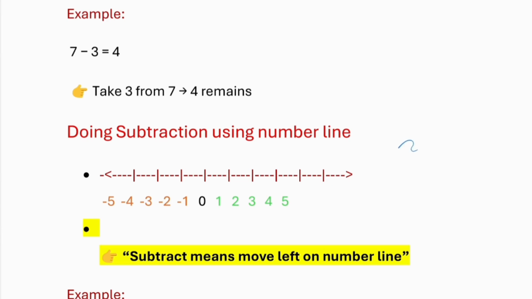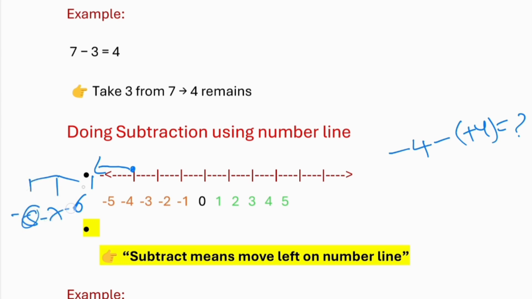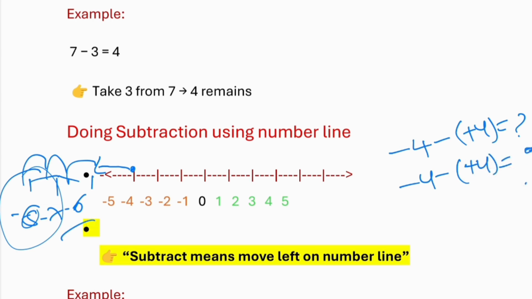Another example, minus 4 minus 4 is equal to how much? Then start from minus 4 and move left 4 steps. Move left 4 steps from minus 4. Then you will reach minus 8. Therefore, minus 4 minus 4 is equal to minus 8. So that is your answer.